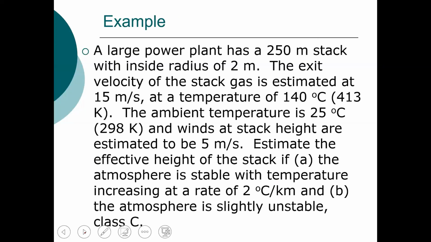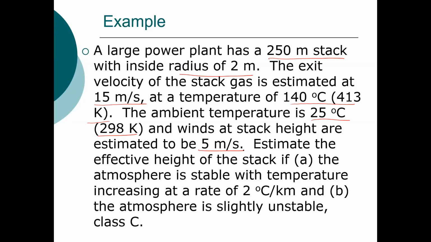So let's look at an example here. We have a large power plant. It has a stack that is 250 meters high. It has an inside radius of 2 meters. The exit velocity of the stack gas is 15 meters per second. The temperature of the stack gas is 140 degrees C or 413 degrees Kelvin. The ambient temperature is 25 degrees. Wind at the stack height has a velocity of 5 meters per second.